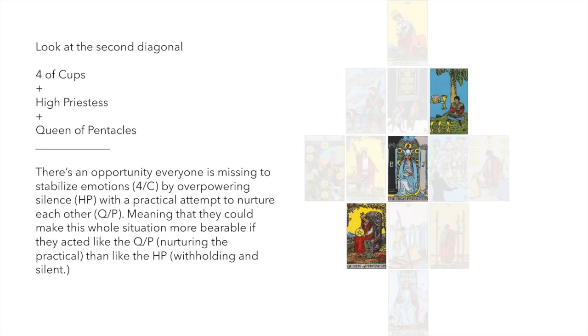by overpowering silence with a practical attempt to nurture each other. So basically, they could make lives better for each other, first of all, by recognizing this is an emotional situation. And if they acted more like the Queen of Pentacles, being nurturing and practical with each other rather than being withholding and silent like the High Priestess.